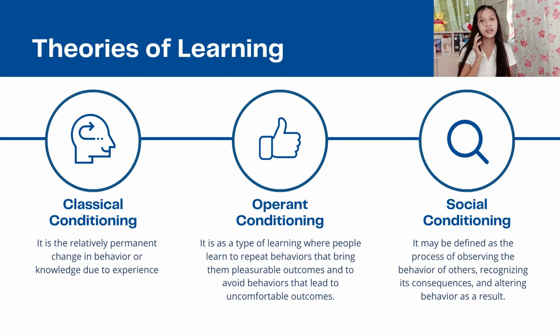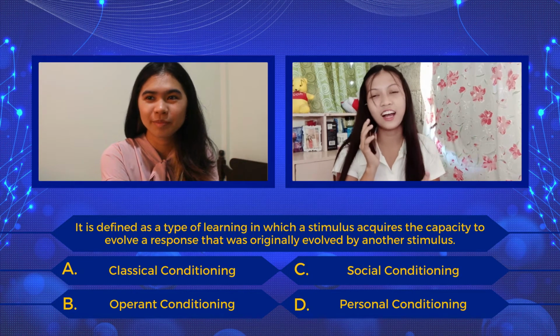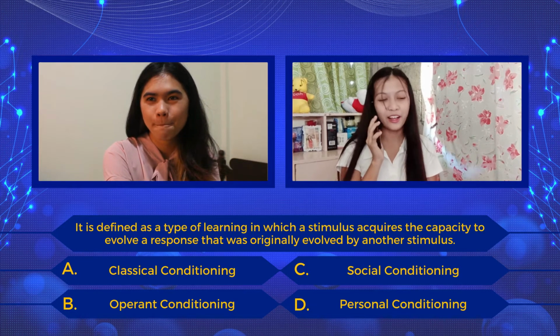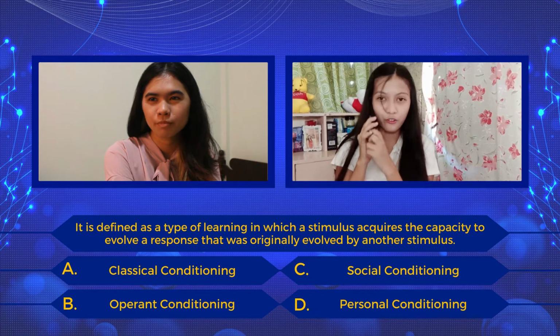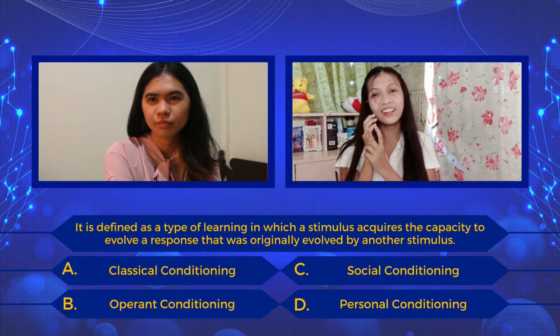So my answer is letter A because classical conditioning is a type of learning in which a stimulus acquires the capacity to evoke a response that was originally evoked by another stimulus. So for me, A is the correct answer. So I hope I helped you, girl. So bye for now and good luck.